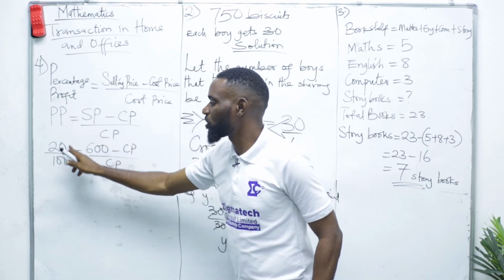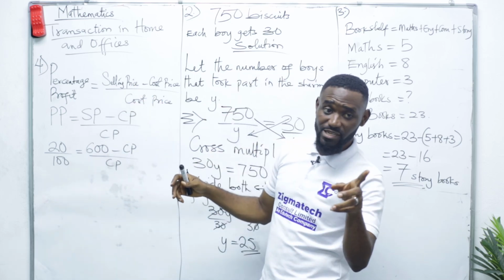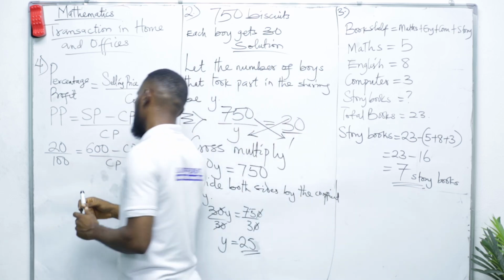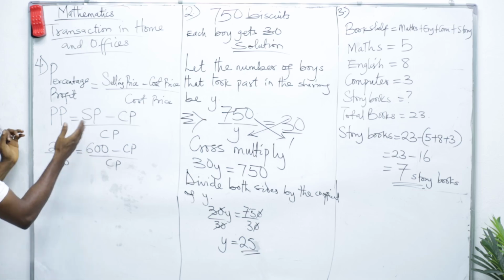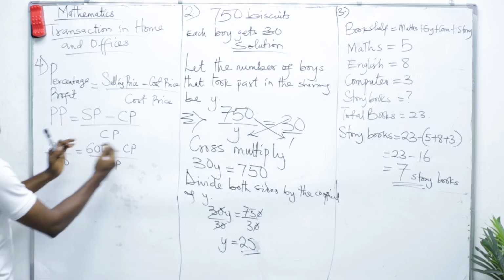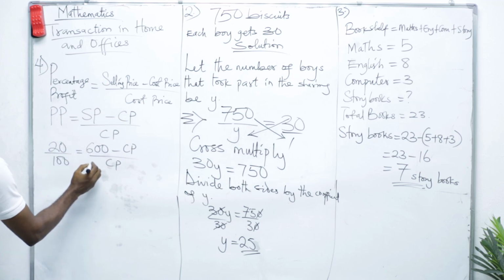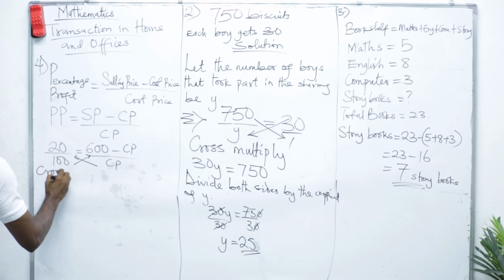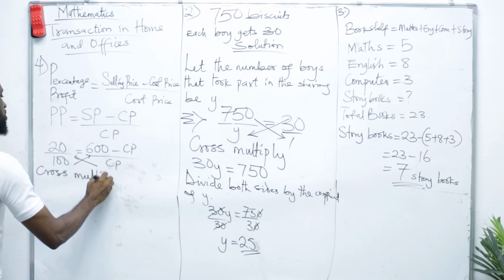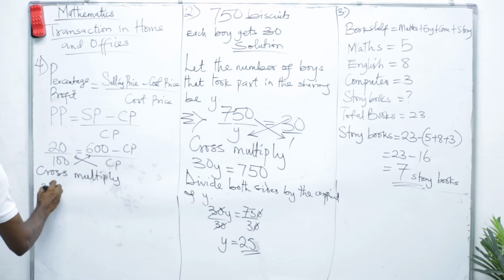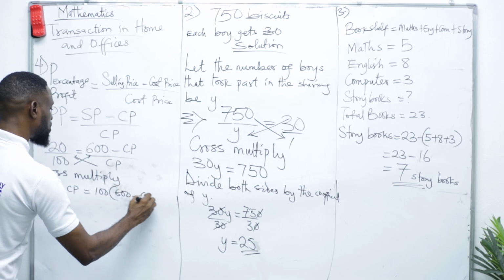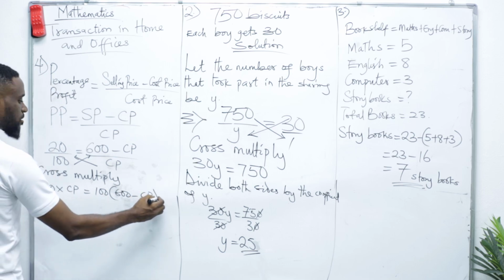So 20% means 20 over 100. Our cost price, they say, by selling an article at 600, meaning our selling price is 600. So let's do this now. Remember, this is two fractions, one on one side, another on this side. So what do we do? Cross multiply. So this will mean 20 times cost price is equal to 100 times 600 minus cost price. Do you understand?